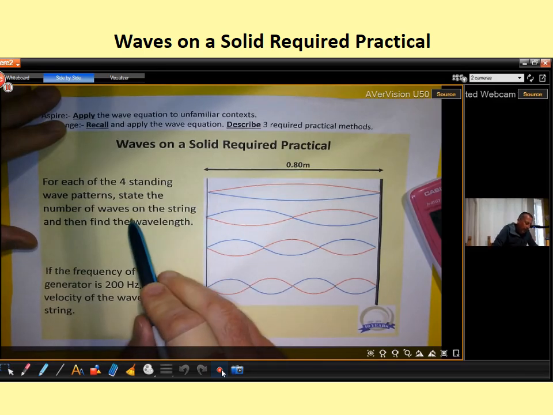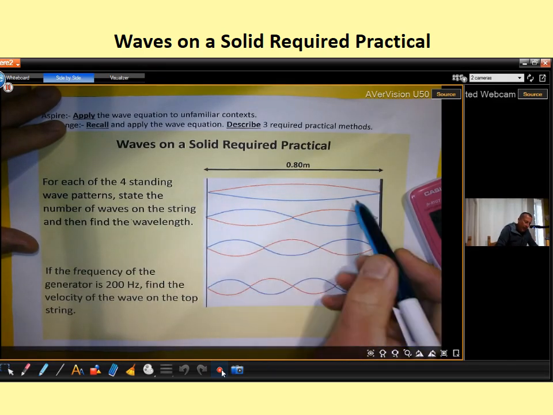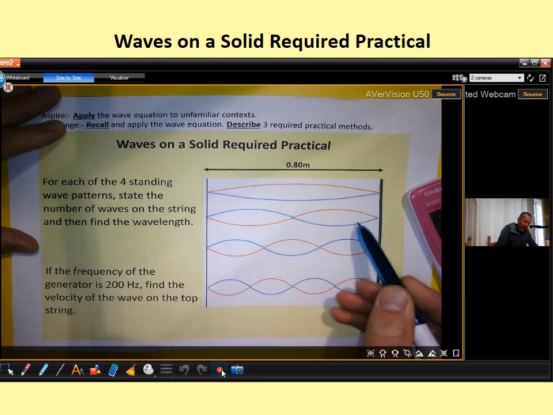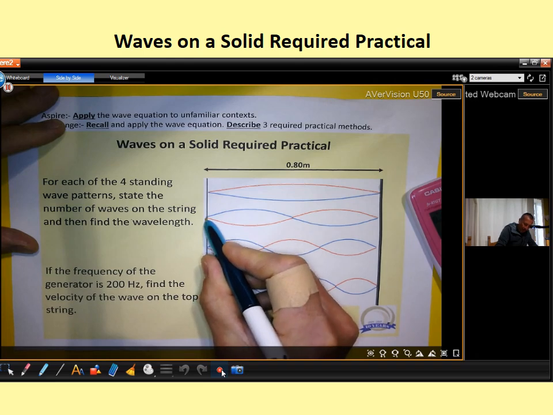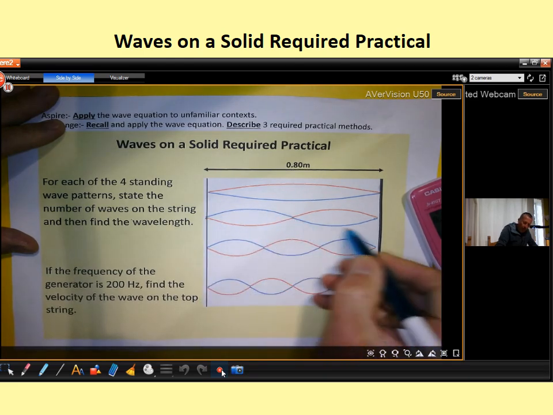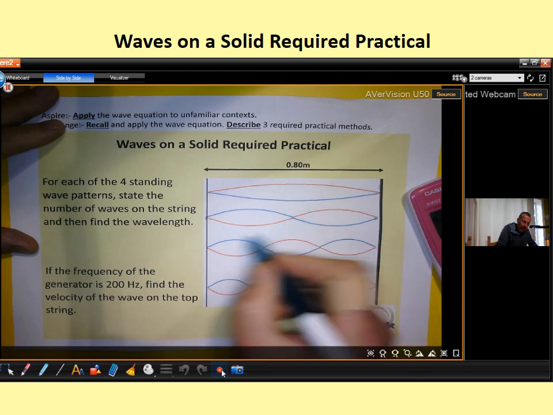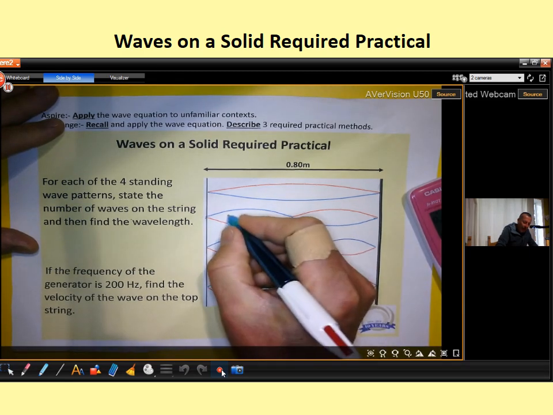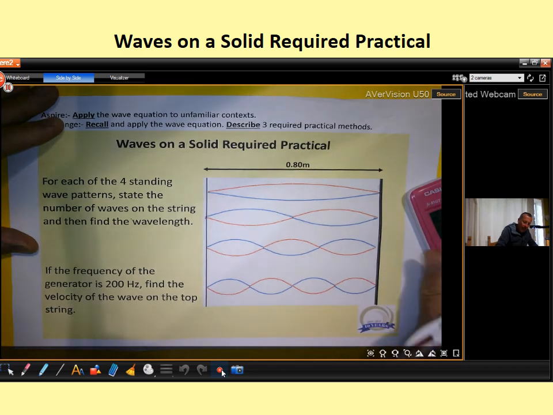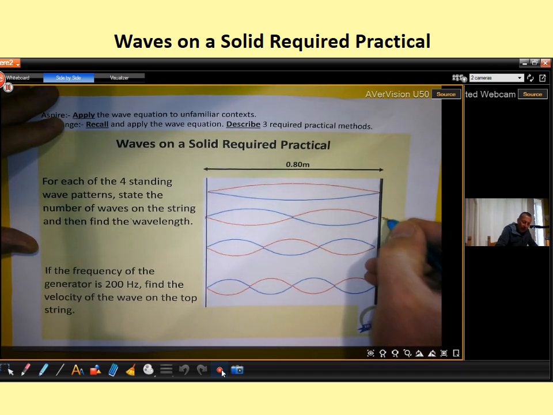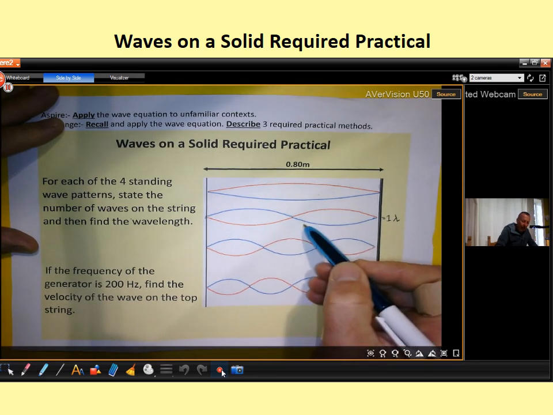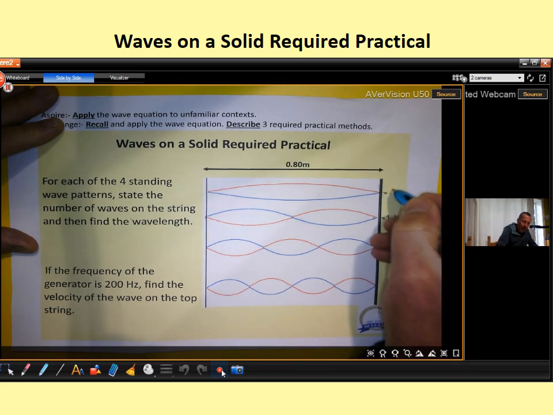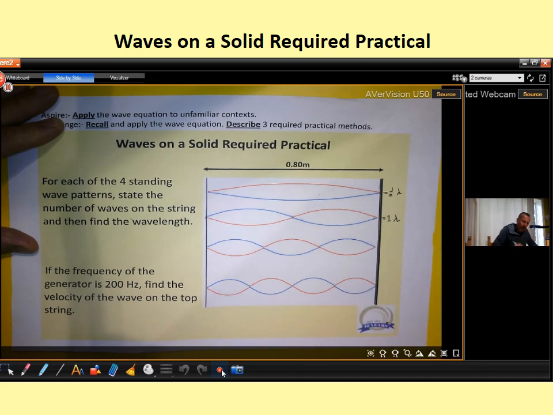Let's have a look at the first bit, number of wavelengths. I'm going to pick the second one because it's the easiest. It's 1 wavelength, so the wave is going up, down, back again, and the red wave on top is the reflected wave. So that is 1 wavelength. I'm just going to write it equals 1 lambda for wavelength. The one above it is only half of that, just the first bit, so that's half a wavelength.